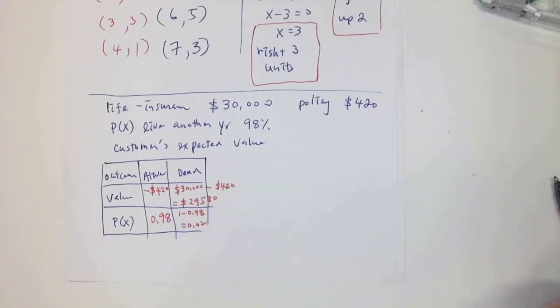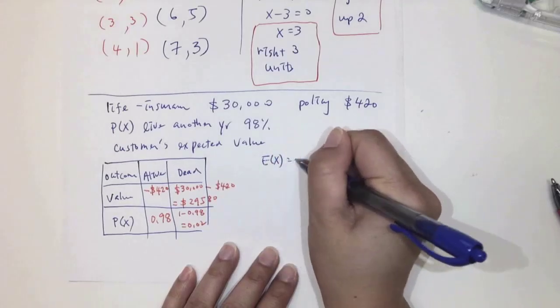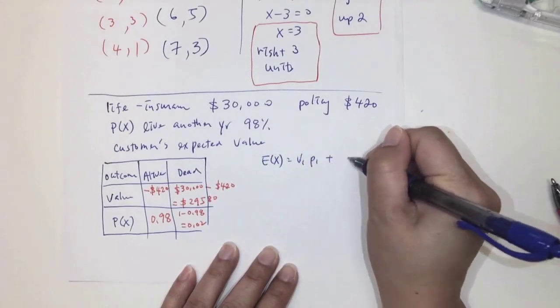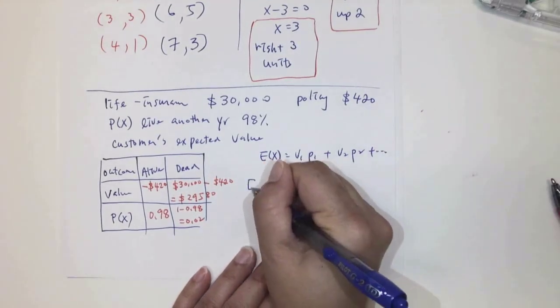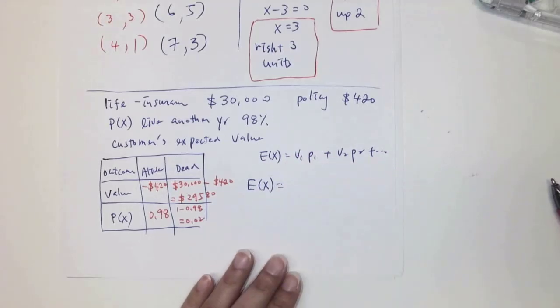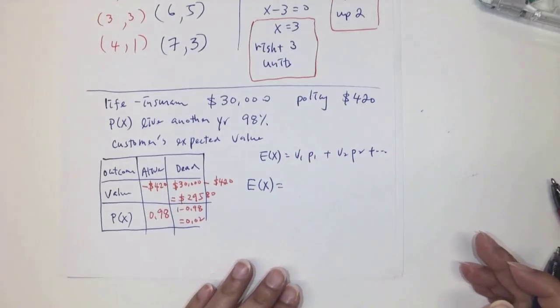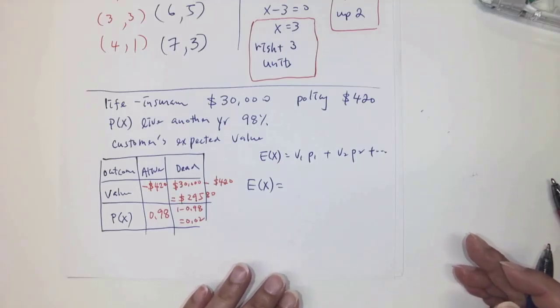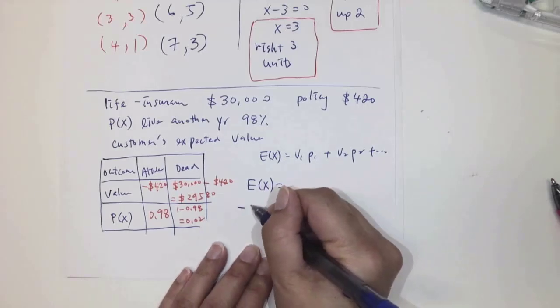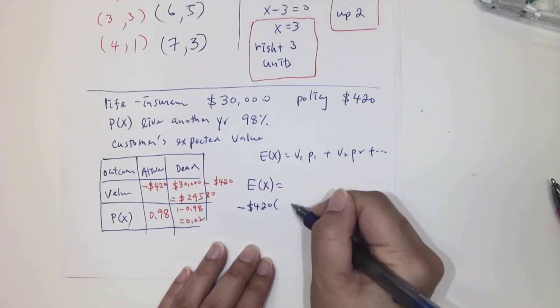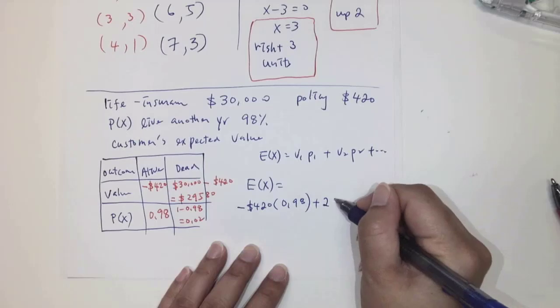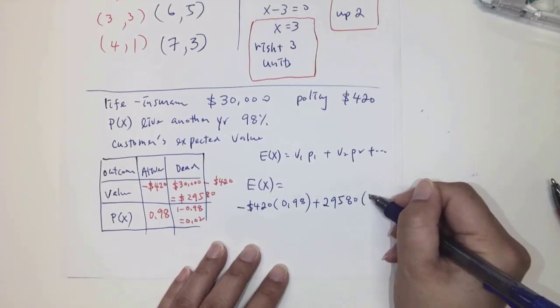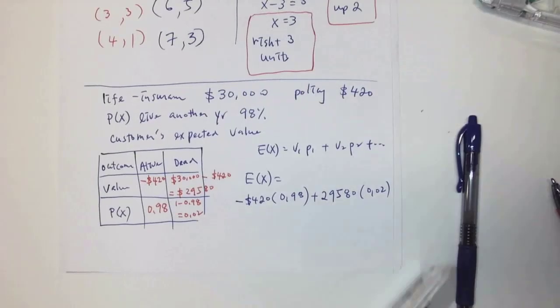So this is an expected value problem. Again, it's going to be value times probability, adding value times probability, right? So what do I need to multiply and add? Negative 420 times 0.98, adding 29,580 times 0.02. Okay, so go ahead and calculate that.